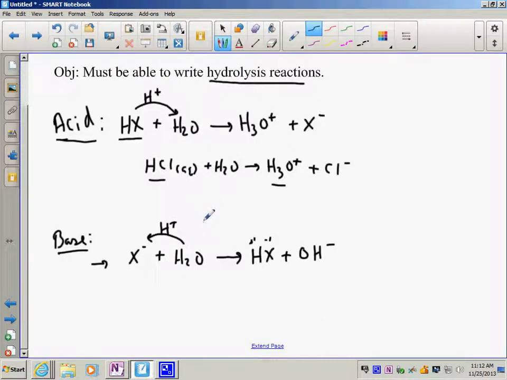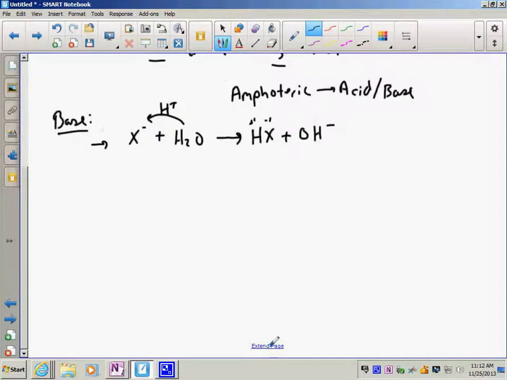So something that can both donate and accept, go both ways, act like an acid and like a base, we call this particular property amphoteric. Okay? It can act both with the acid reaction and with the base reaction, either way. So in this case, this is one means by which we can produce hydroxide ions.